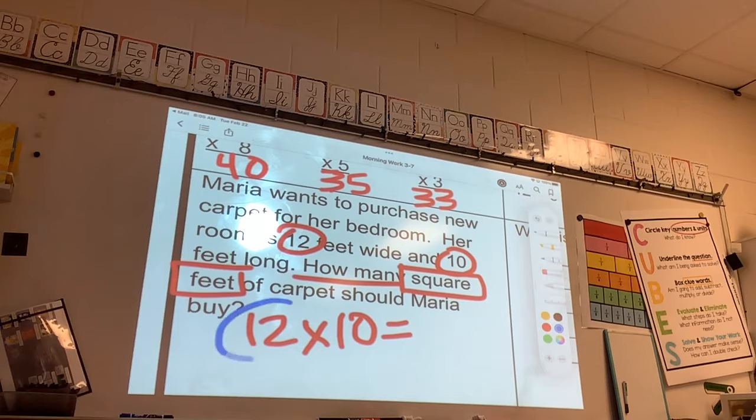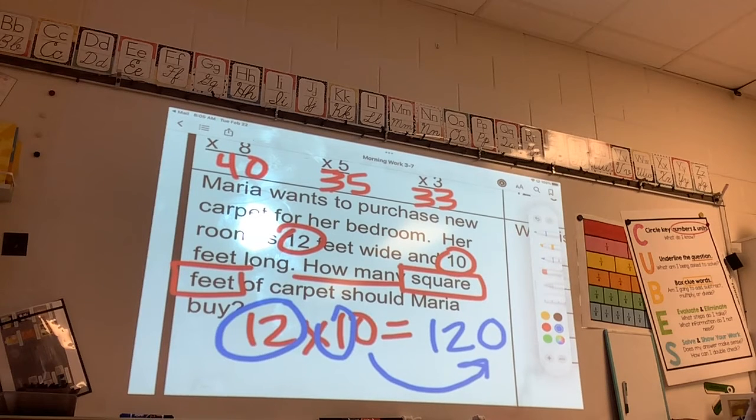And remember, if you're looking at that, you can always do this. 12 times 1 is 12. And add a 0. Square feet. Okay? And then, yes, square feet.